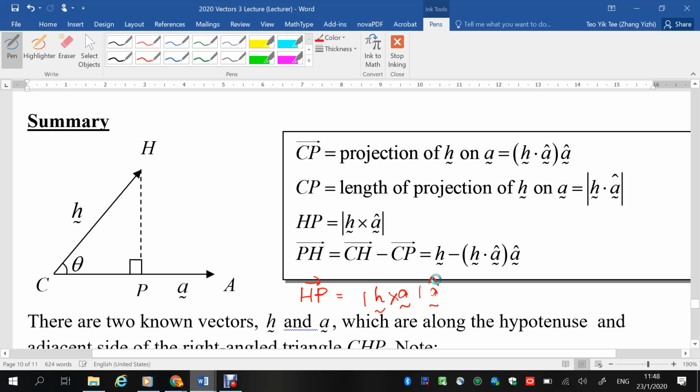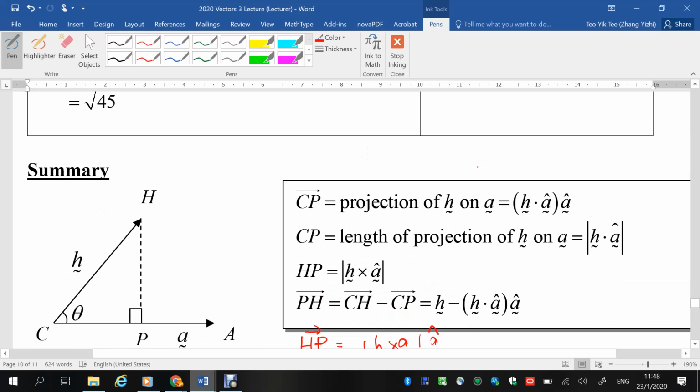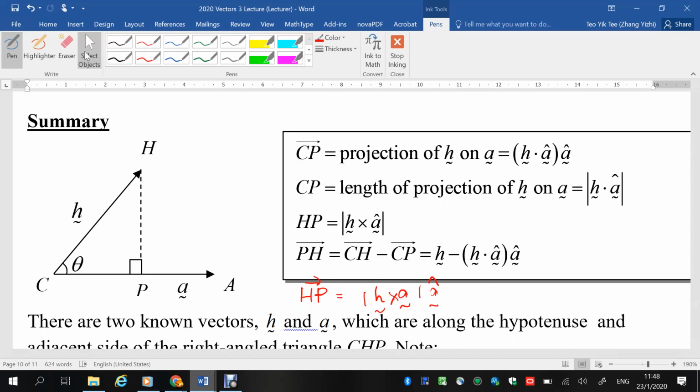This is vector, this is length. Vector is H dot A hat, A hat. The length is H dot A hat. Then, the length HP is H cross A hat. So if I copy the same pattern, HP vector will be equal to this: H cross A hat, A hat. Correct or wrong? Absolutely wrong. No such thing.